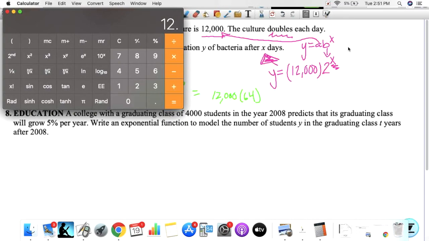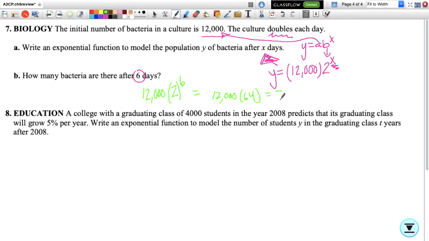So 12,000 times 64, so let's pull back up that calculator. 12,000. I don't need to put that in there. There we go. 12,000 times 64 equals, whoa, 768,000.